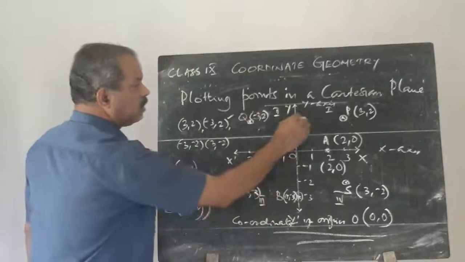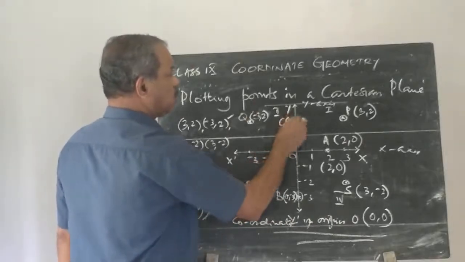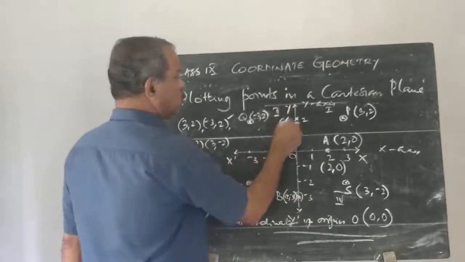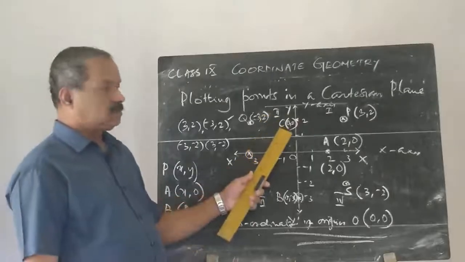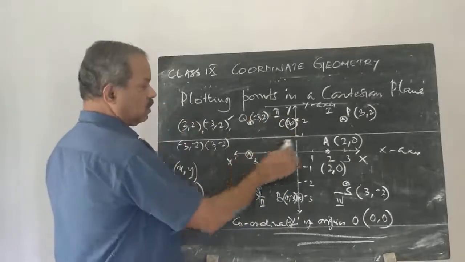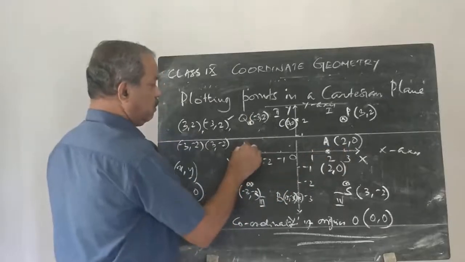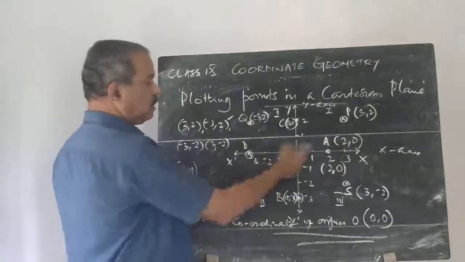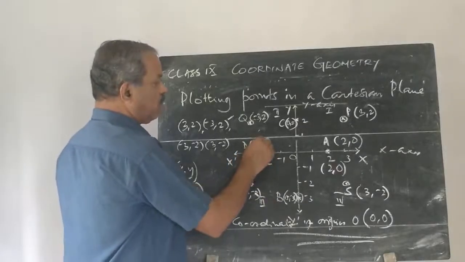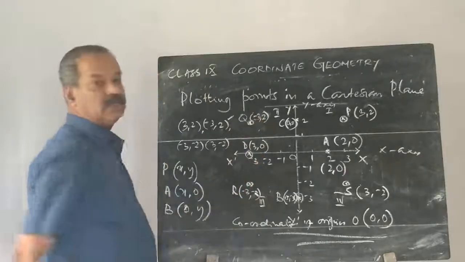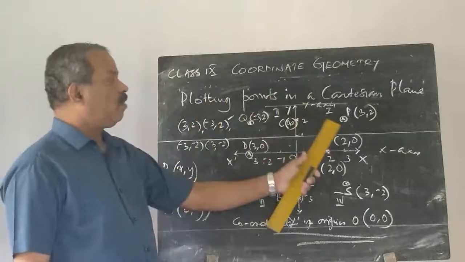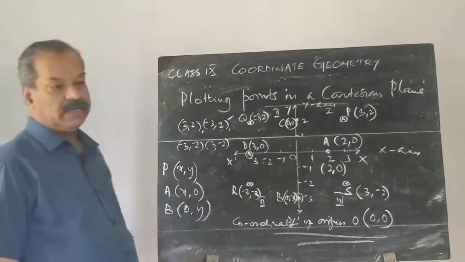Any point we can take. Take this point C. What are the coordinates? This point lies on the y-axis. So the x coordinate of C is 0, the y coordinate is 2. Now consider 3. This is D. Point D lies on the x-axis. What are the coordinates? X coordinate 3, y coordinate 0. In this way, we can plot the points in a coordinate plane.